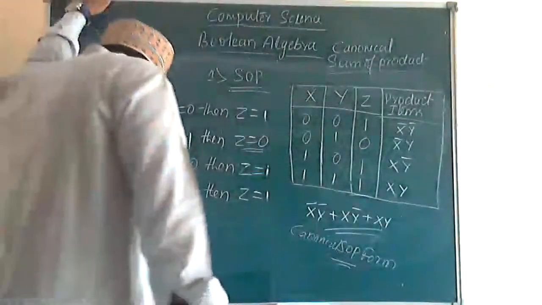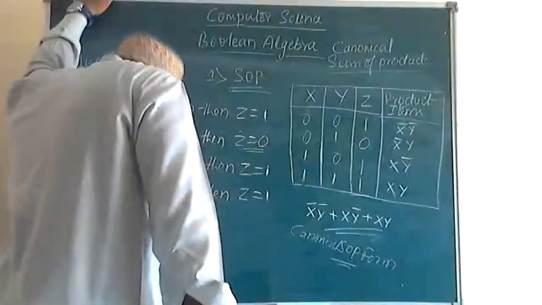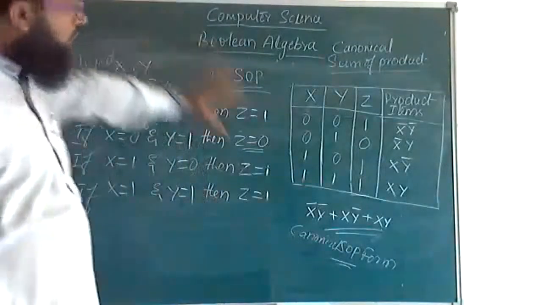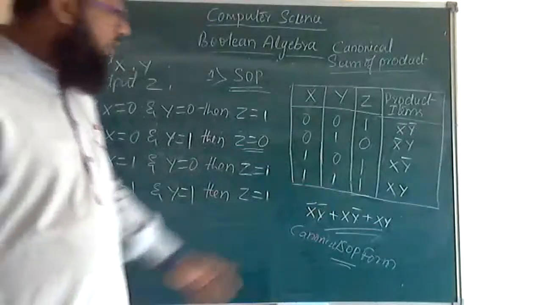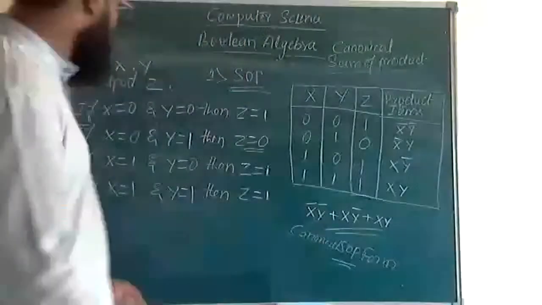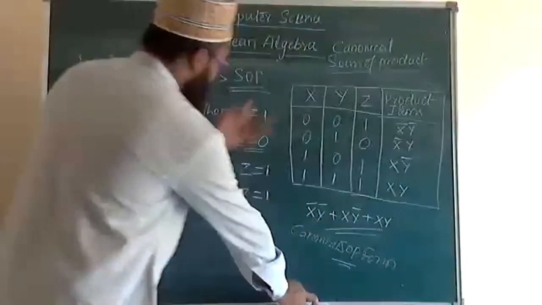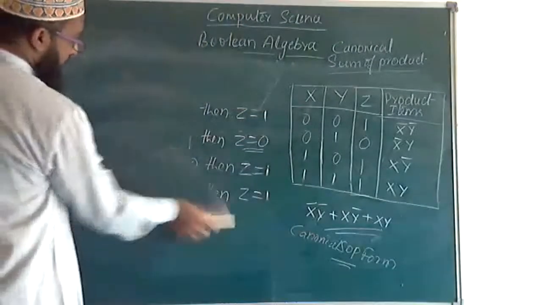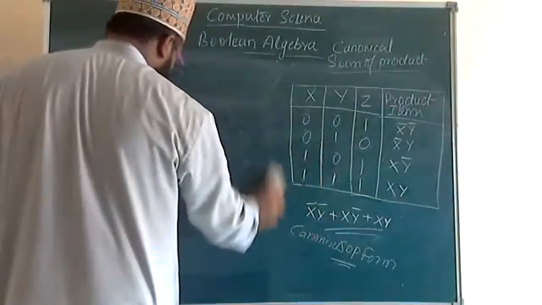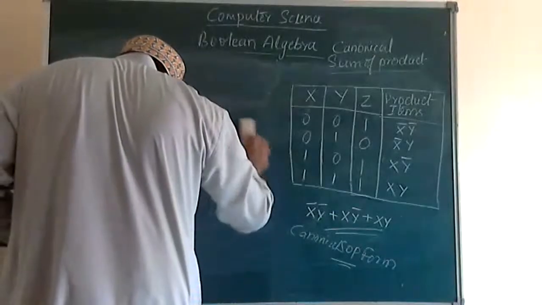Okay, hope you have understood this. So, what is this canonical SOP form? We need to understand this canonical SOP form. I will leave the table as it is and I will rub this side items. Canonical SOP form.